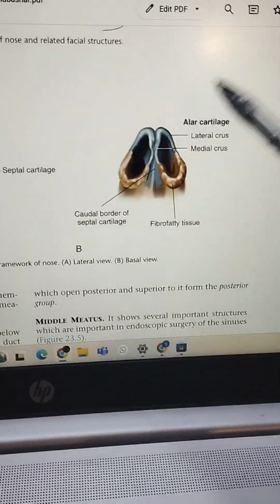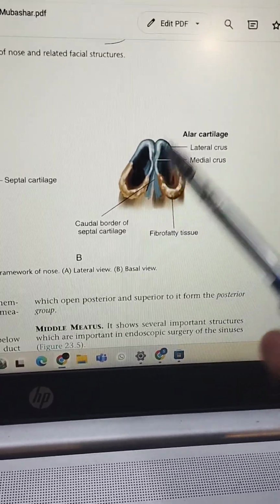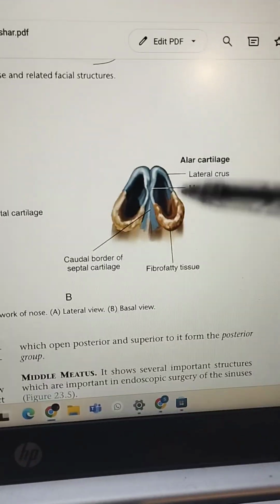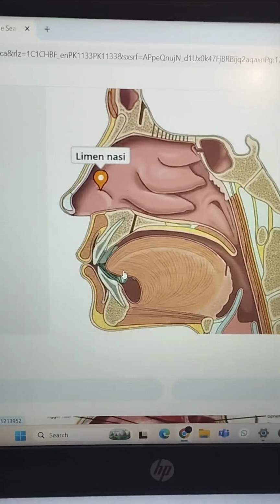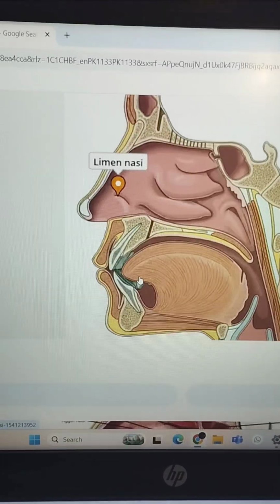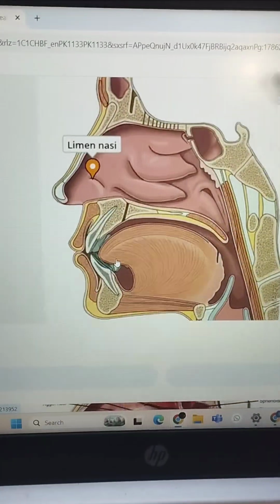So the upper lateral cartilages will fuse with each other and with the upper part of the septal cartilage in the midline anteriorly, and the lower free edge of the upper lateral cartilage is seen intranasally as limen vestibuli, limen nasi or nasal valve on each side, as you can see here.